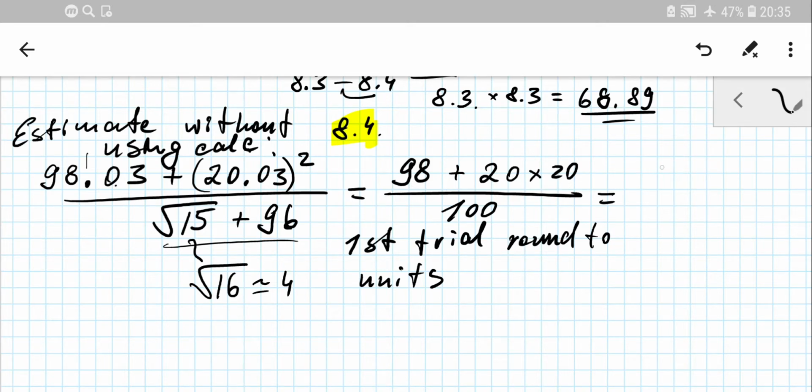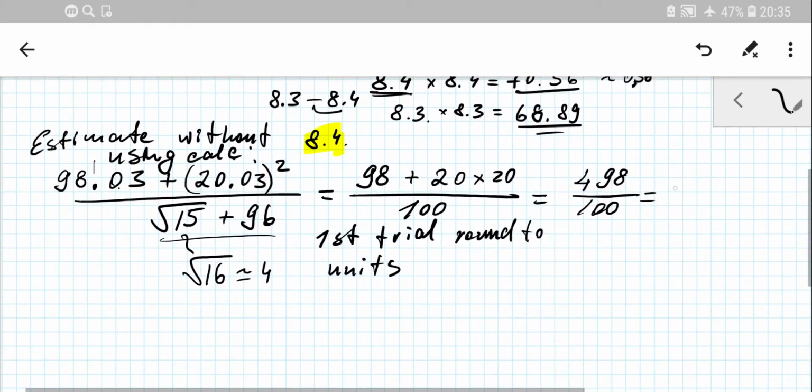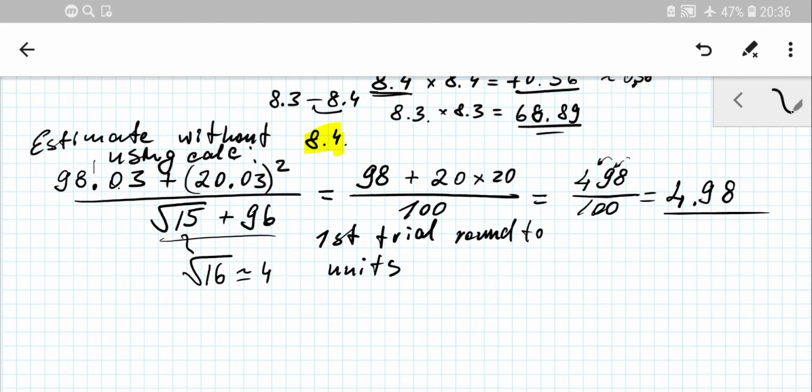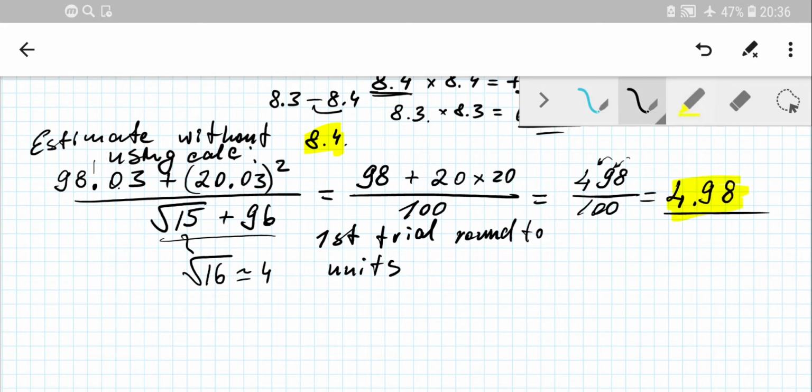Okay, so 98 plus 20 times 20, so it's 400. 98 over 100. So you'll get 4.98, because you just simply transfer the decimal point 2 times. The decimal point goes first to before 9 and then to right after 4 and before 9. Yeah, that will be precisely it. So that's your estimation.